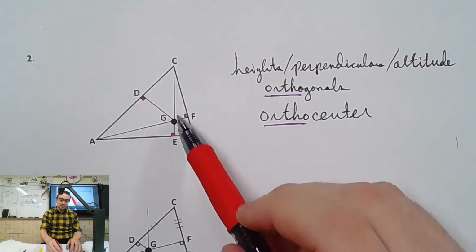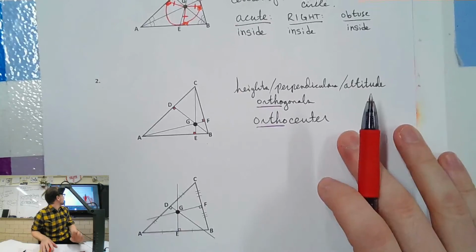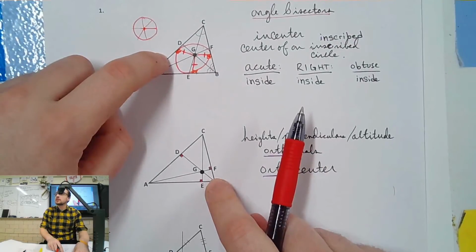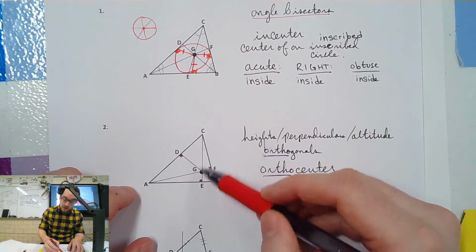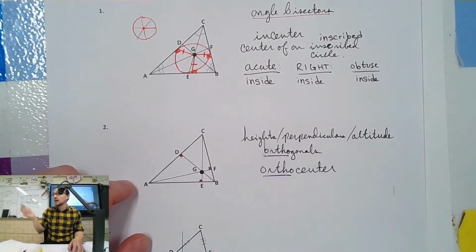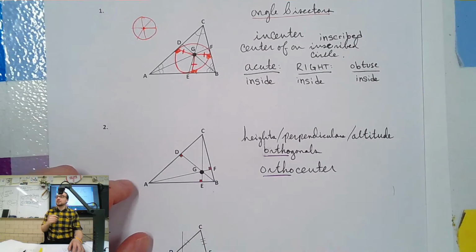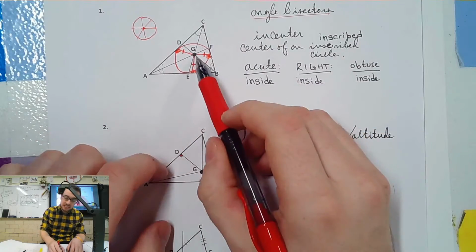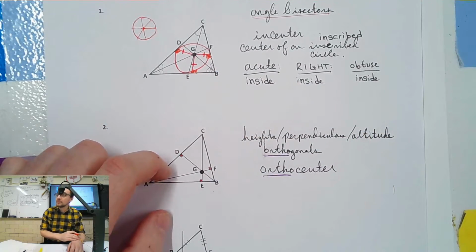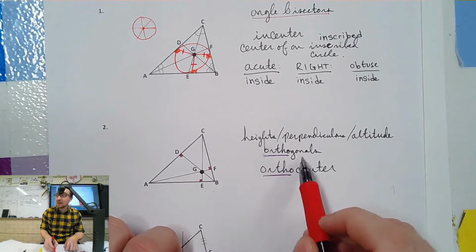Depending on what lines we draw on our triangle, see how those are the same triangle here and here? But if I draw angle bisectors, they intersect here. If I draw my orthogonals, my perpendiculars, my altitudes, my heights, whatever you want to call them, they intersect here. So they're different center names. The center here is the incenter because it's the center of the circle. This is the orthocenter because it's the intersection of our orthogonals.